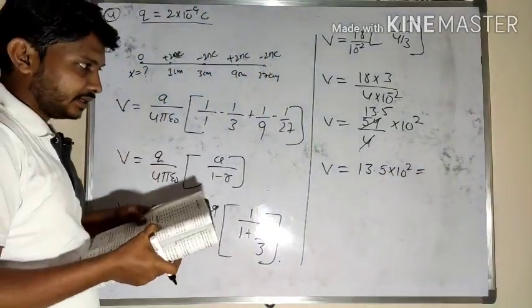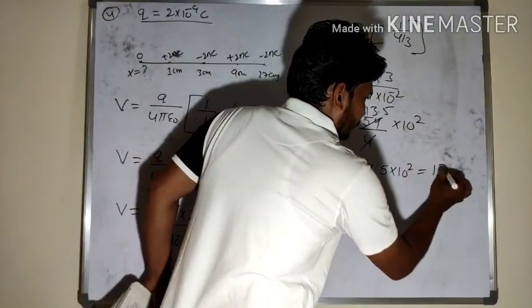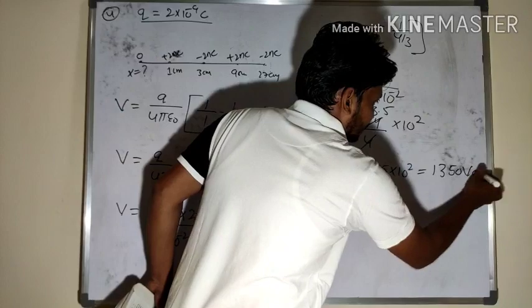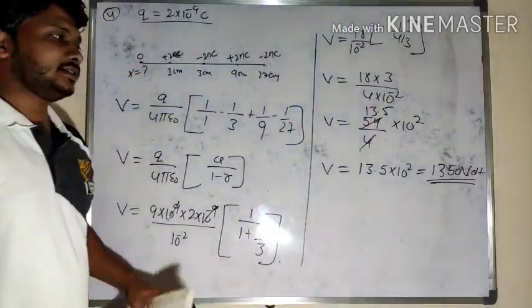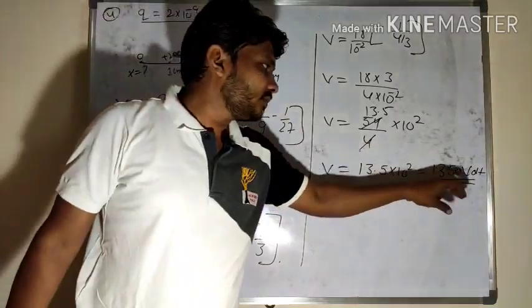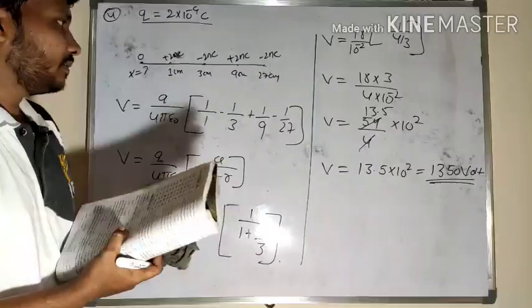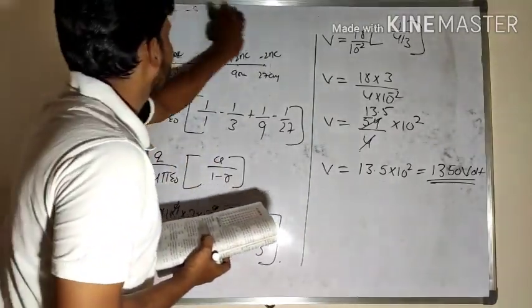So what's the answer here? 13.5 into 10 to the power of 2, or I can consider it as 1350 volt. What's the answer? 1350 volt. What is the potential at the origin here? Potential at the origin is 1350 volt. Okay, so let me continue with the next one.